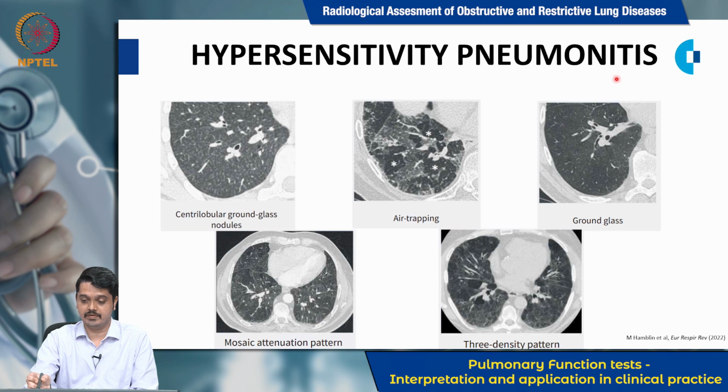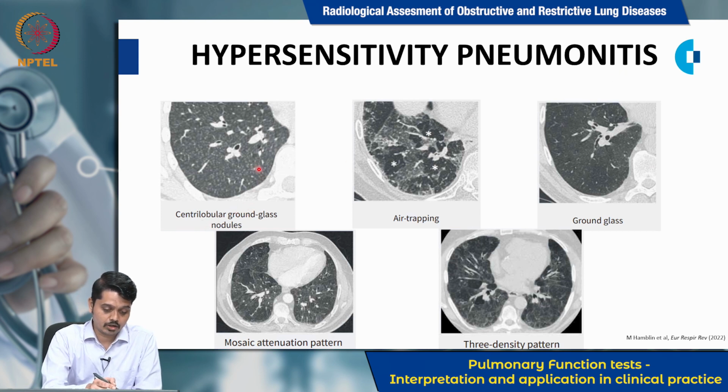Next is hypersensitivity pneumonitis. The characteristic picture we see here is centrilobular nodules. We are finding multiple small rounded nodules seen throughout the lung. This is centrilobular ground glass nodules. Next is mosaic attenuation, sharply demarcated areas of increased attenuation and normal attenuation. Then this is air trapping. These black dark areas are air trapping seen in expiratory CT scan.